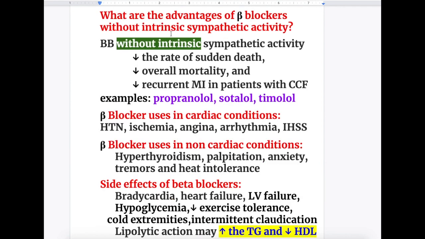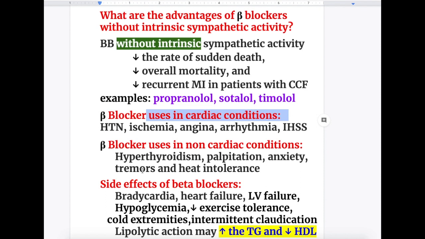What are the advantages of beta blockers without intrinsic sympathetic activity? Beta blockers without intrinsic sympathetic activity decrease the rate of sudden death, decrease the overall mortality, and decrease recurrent myocardial infarction in patients with CCF, congestive cardiac failure. So these are the beta blockers without intrinsic sympathetic activity. Examples are propranolol, sotalol, and timolol.